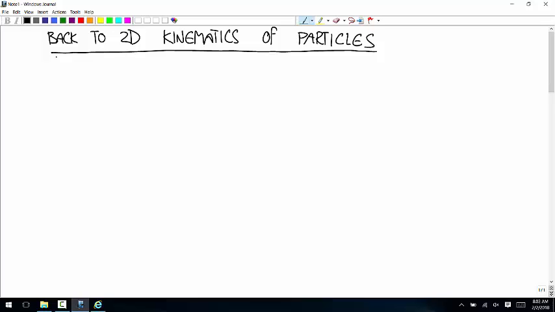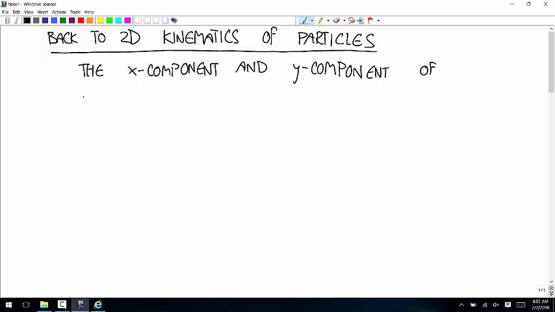The first thing that I want you to notice about two-dimensional kinematics of particles is that the x component and the y component of motion are completely independent of each other. And so you can do these problems.